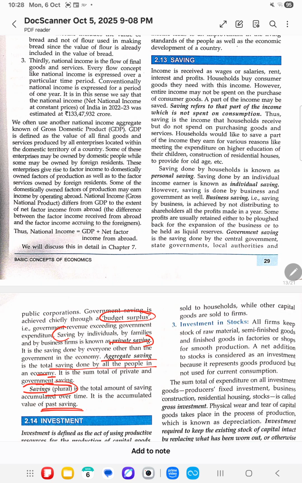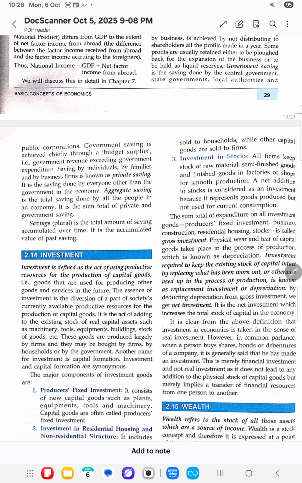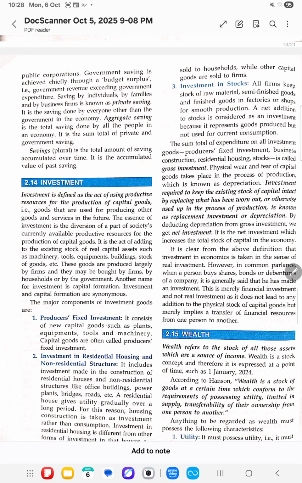Next up, we have investment. What is the definition of investment? It is defined as the act of using productive resources for the production of capital goods, that is, goods that are used for producing other goods and services in the future. So investment is when you're using productive resources for production of capital goods. Okay. What are capital goods? Capital goods are those goods which will be used for production of some other goods.